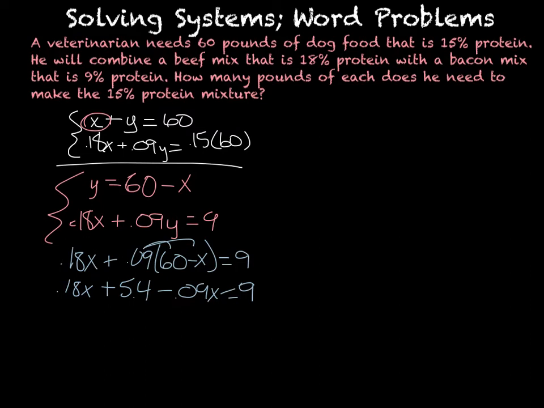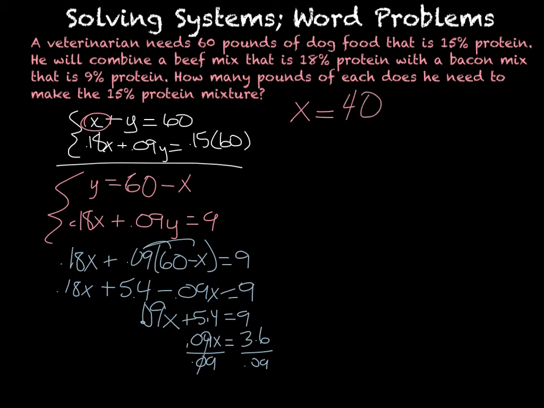So that's going to give me 0.09x plus 5.4 equals 9. Combine my like terms. Subtract the 5.4 over. 0.09x equals 3.6. Divide by 0.09. So we know that x equals 40. If you type that into the calculator.